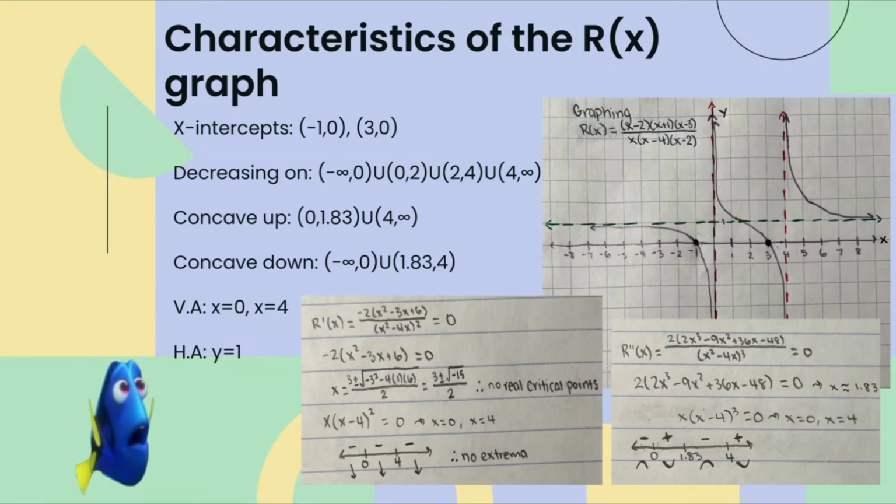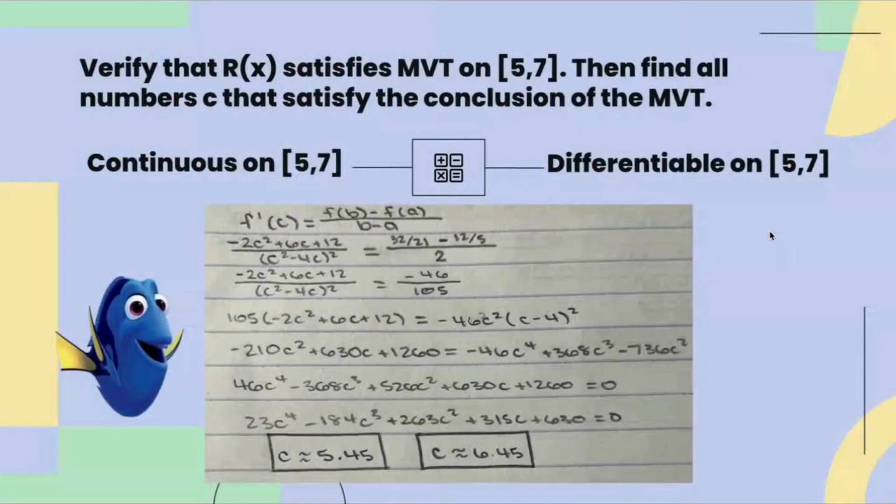And putting those values on a sign chart, it was negative from negative infinity to 0, and 1.83 to 4, and positive on 0 to 1.83, and 4 to infinity. And where it's negative is where the function is concave down, and positive is where it's concave up. And looking at the graph, my calculations seem pretty accurate. And of course, the vertical asymptotes are at x equals 0 and x equals 4, and the horizontal asymptote at y equals 1.